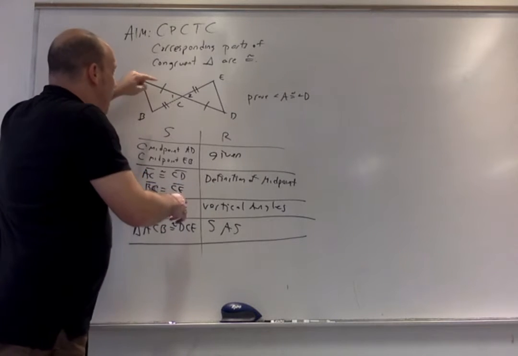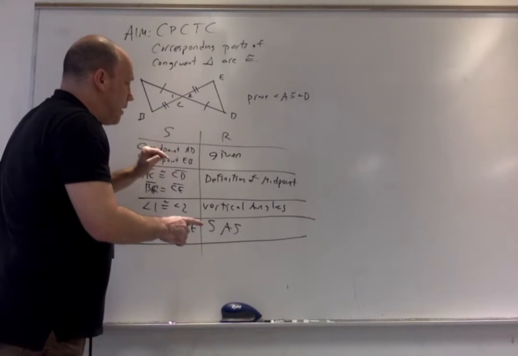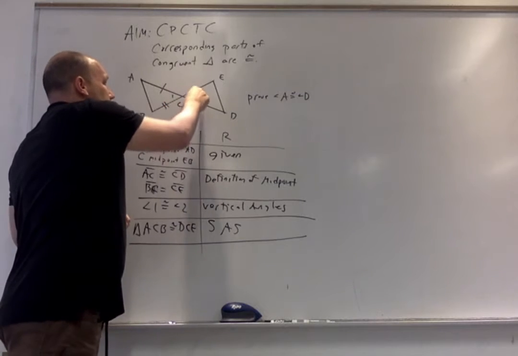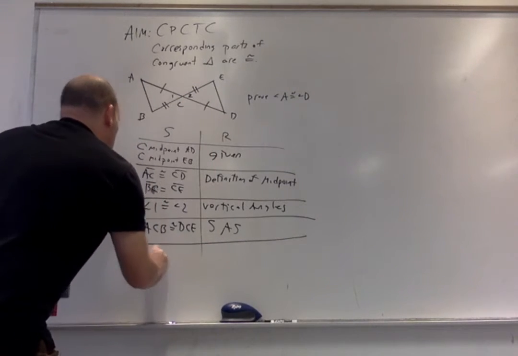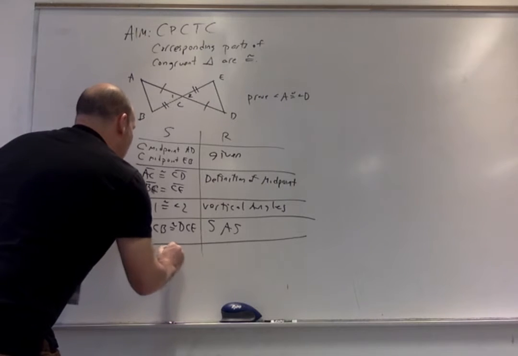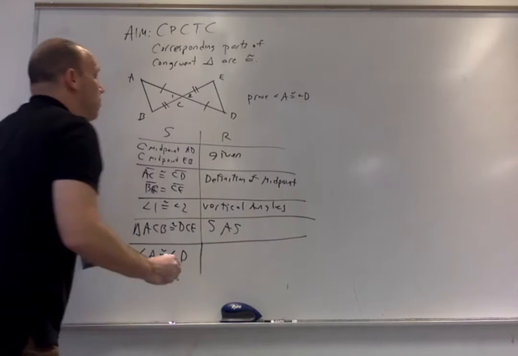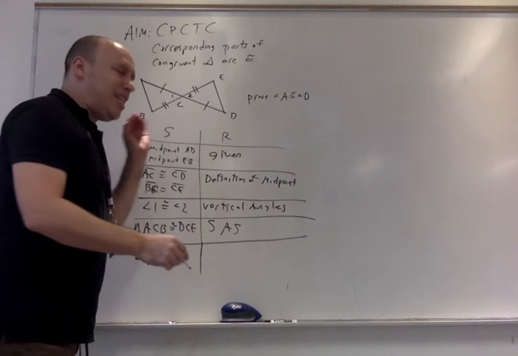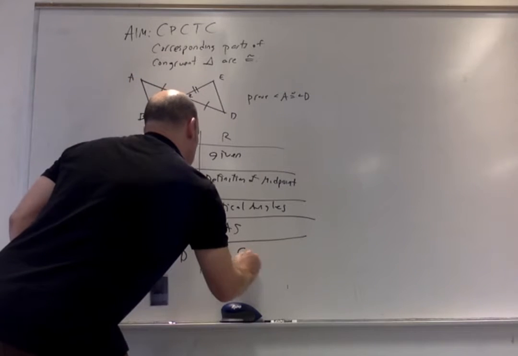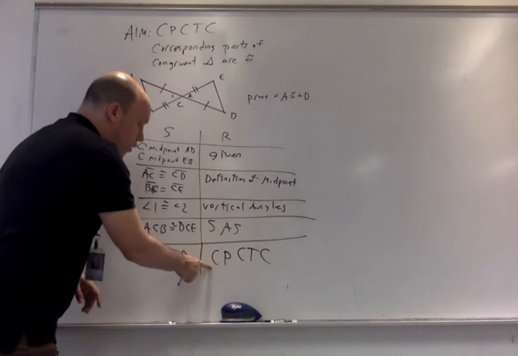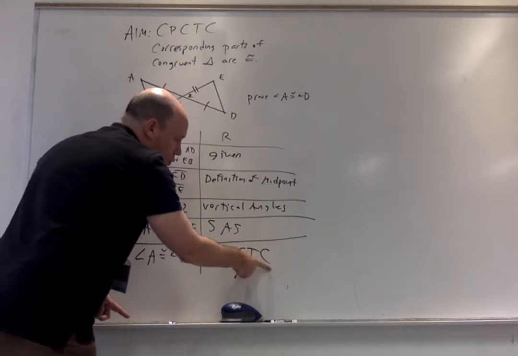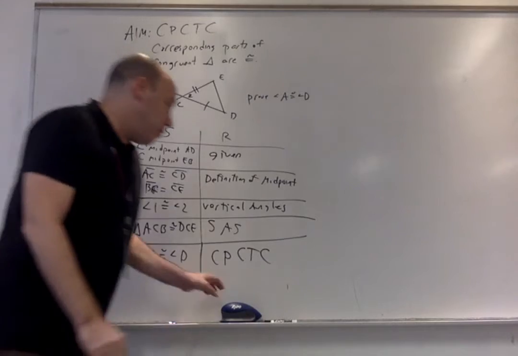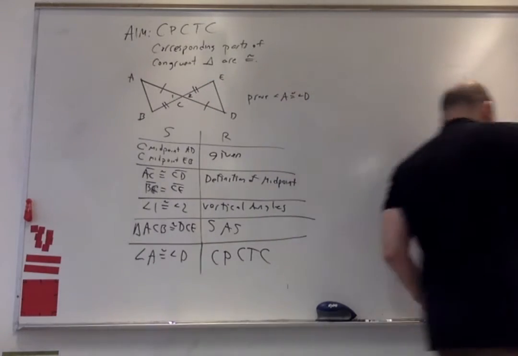Well, once again, AC is congruent to CD. BC is congruent to CE. Angle A is congruent to angle D. Why? CPCTC. Corresponding parts of congruent triangles are congruent. What else can we say? What else could I say?